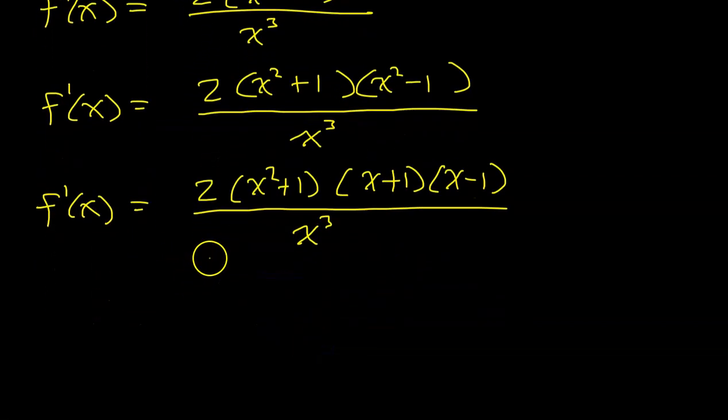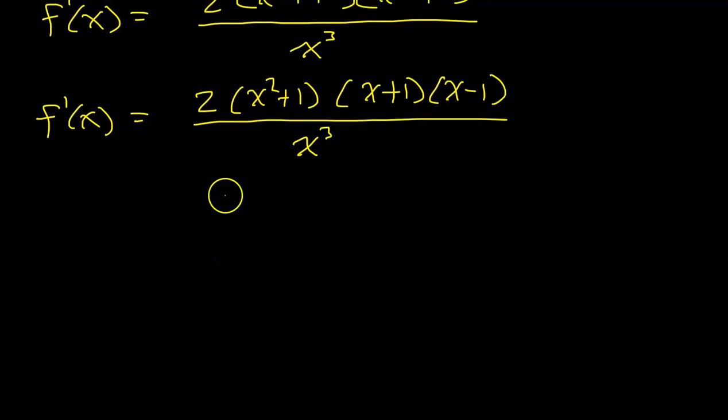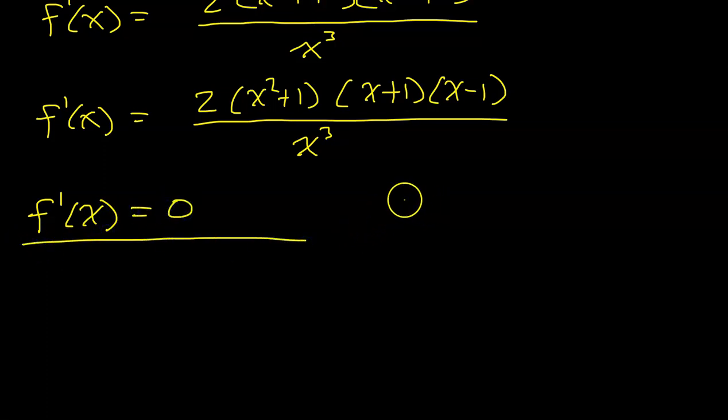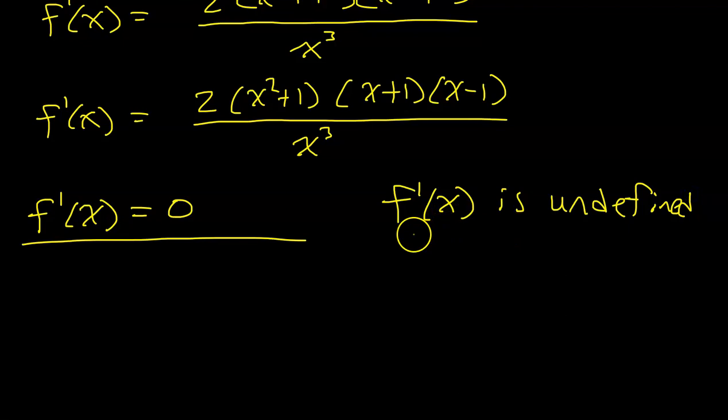So the critical numbers come from two sources, usually. The critical numbers will happen where the derivative is equal to 0. Okay, and normally we would also look for where the derivative is undefined. But we have a special case here, because at a glance we can see that the derivative will be undefined at x equals 0, right, because of this denominator.